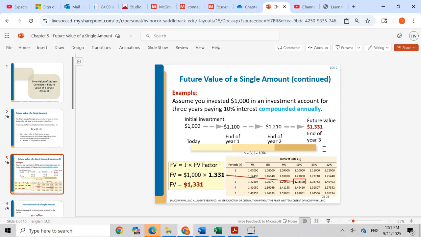There is an easier way to calculate this as well. And this is when we introduce the concept of these factor tables. So you can also take this $1,000 times a specific factor, and it'll give you the same answer, my $1,331. Well, let's look at these tables.